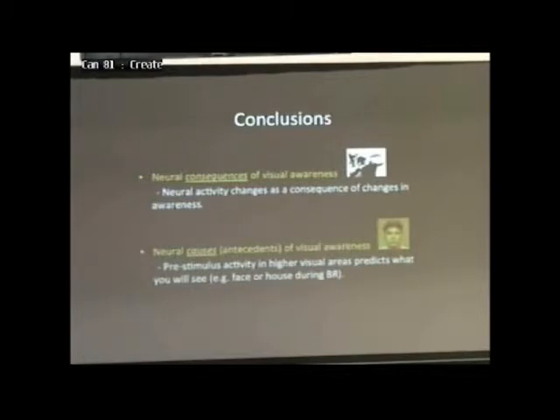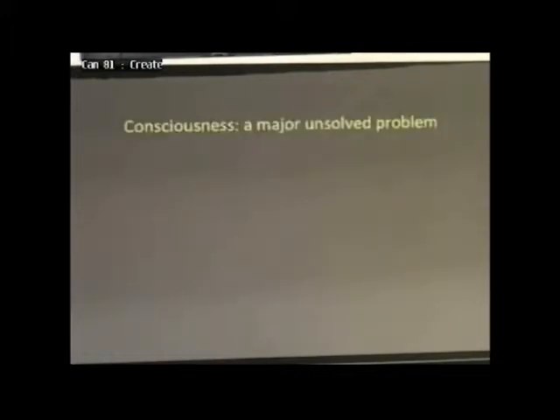So the conclusion: in the first part of the talk, I've shown you that there's a way to look for neural consequences of visual awareness, and the result shows that after recognition, or after the content of your consciousness changes, the neural representation would also change. And conversely, when there's a difference in neural activity, we are able to use this activity to predict what you're going to perceive in this binocular rivalry paradigm.